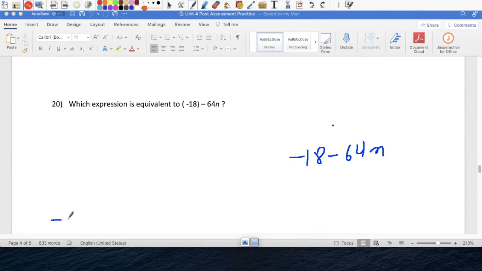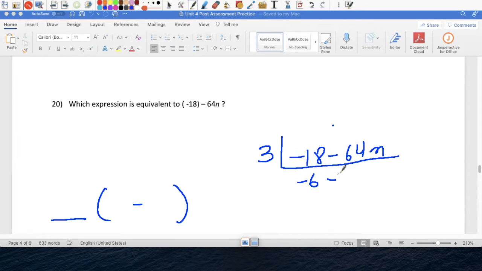We're trying to figure that out. So let's do the ladder method. Can we use 2? Yeah. Can we use 3? Yes. Let's go higher. If I use 3, negative 18 divided by 3 is negative 6. 64, oops, no, 3 doesn't work. Sorry. How about 2? Well, 18 divided by 2 is 9. That's okay, negative 9. 64 divided by 2 is 32.